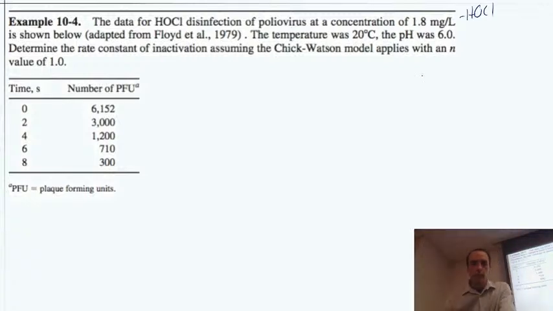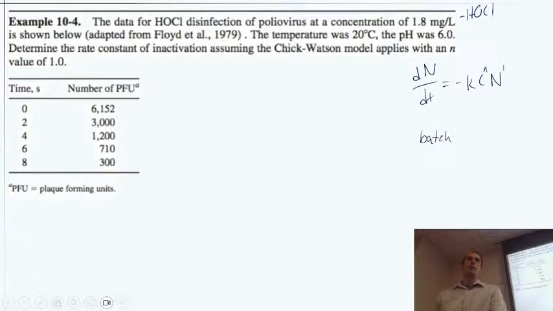The Chick-Watson model says dN/dt is equal to negative k C to the n power times N to the 1 power, and you can derive from there. Consider it in a batch scenario, you do the mass balance from there. Okay, I'll be right back.